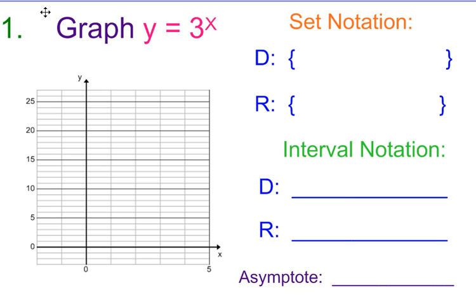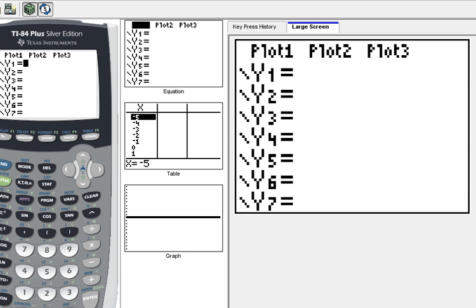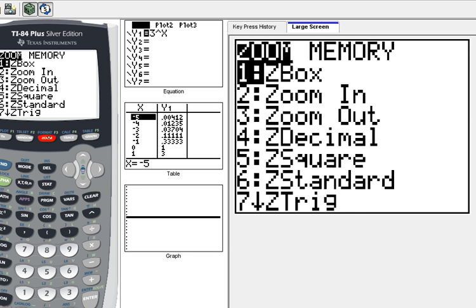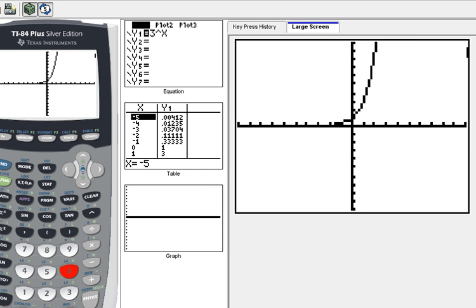So to graph this, all you have to do is put it on your calculator. You could, of course, make a table, but we're going to use our calculator. So I'm going to go to my y equals, and I'll put 3 raised to the x. And then when I hit graph, my zoom is off. So I'm going to hit zoom 6. There we go. And there's my graph. You can see it's exponential growth.